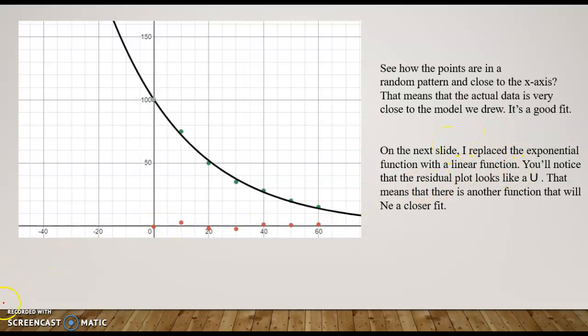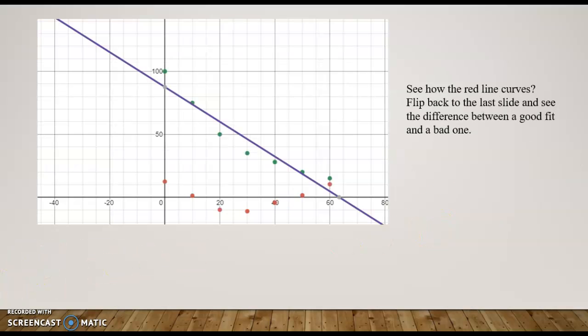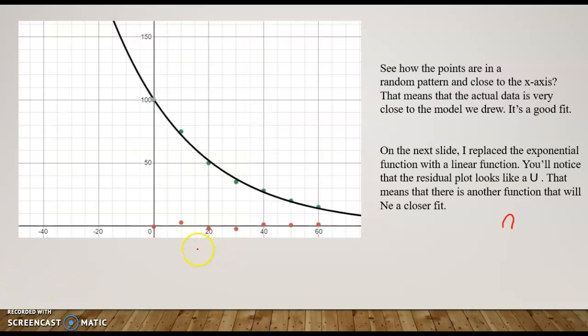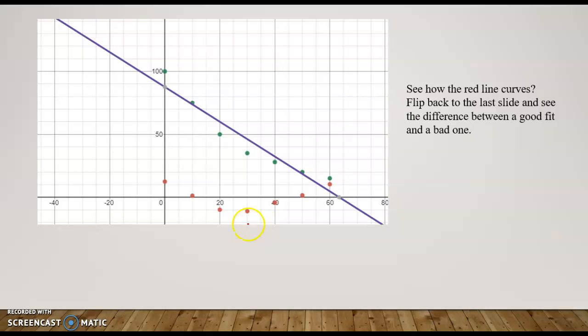You'll notice that a residual plot looks like a U. It can also look like that, the upside down U. That means there will be another function that's closer, a closer fit. So right here, when I changed it to a linear, your residual plot, also in red, is looking like a U. It's not bouncing back and forth along the x-axis. Close. It actually curves. It's way away here, then way away down here. All right, so you see the difference between a good fit and not a good fit.